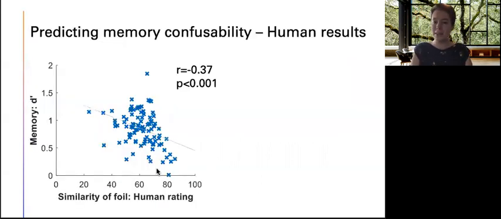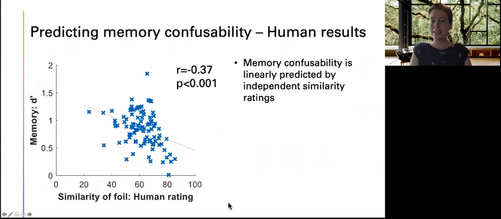This graph depicts memory performance as measured by d prime as a function of the similarity ratings between pairs of images in the perceptual task. Each X represents a category. We find that memory confusability for scenes is linearly predicted by independent perceptual similarity ratings, with higher similarity correlating with more confusable memory, which is consistent with results for low-level features such as color.